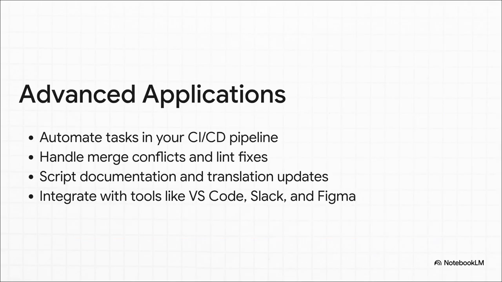And you can take this so much further. Think about it. Automating annoying tasks in your CI/CD pipeline, like fixing linting errors or handling simple merge conflicts, you could script it to automatically update your documentation or even integrate with other tools like Slack or Figma. It really can become a central hub for automation.